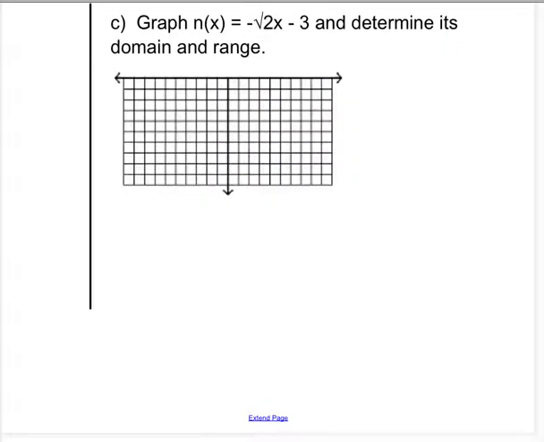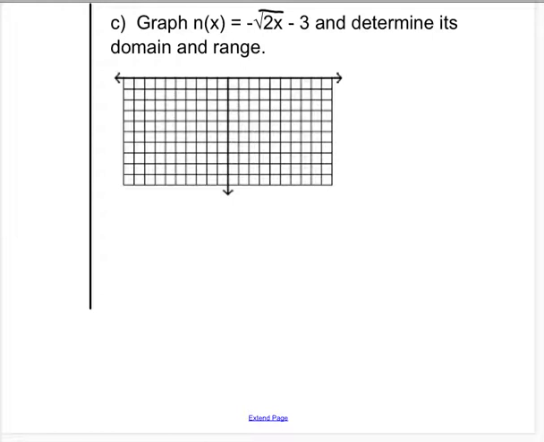All right, last one. Let's take a look at what happens. Oops, sorry, I missed my square root. Now I'm trying to think where I wanted that to end. I wanted that to end here. So just the 2x's under my radical. And the -3 is outside the radical.